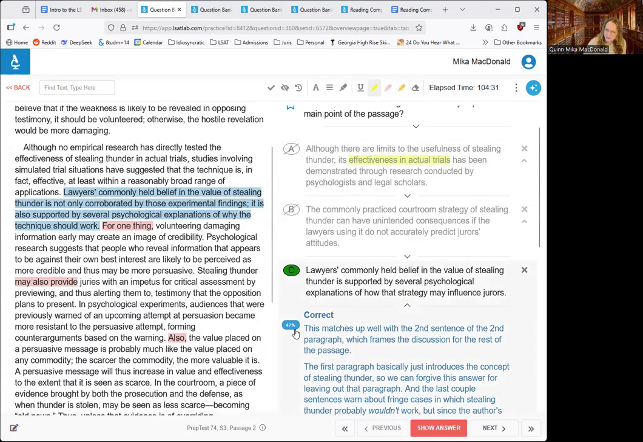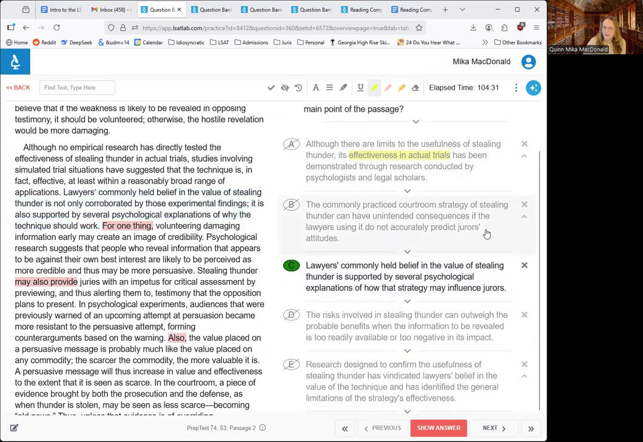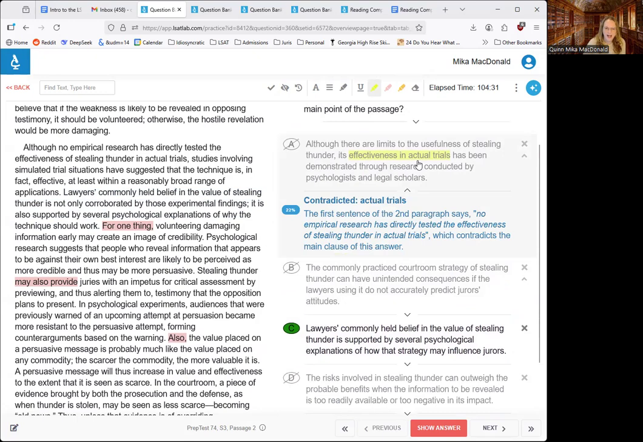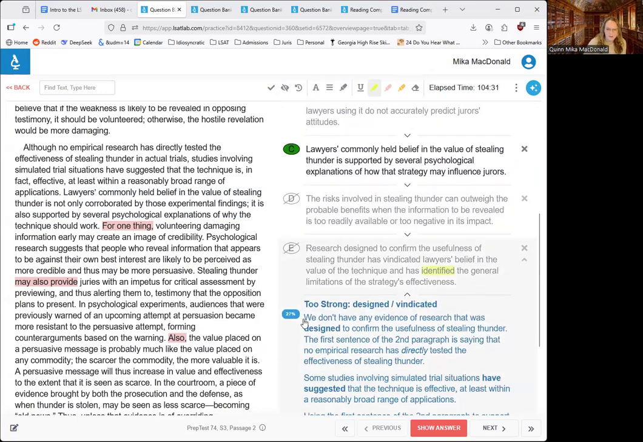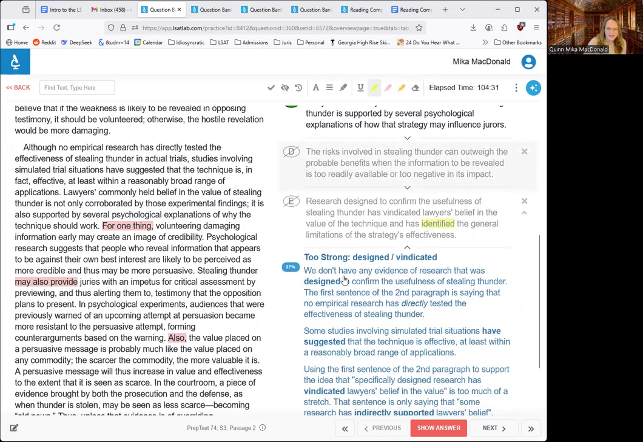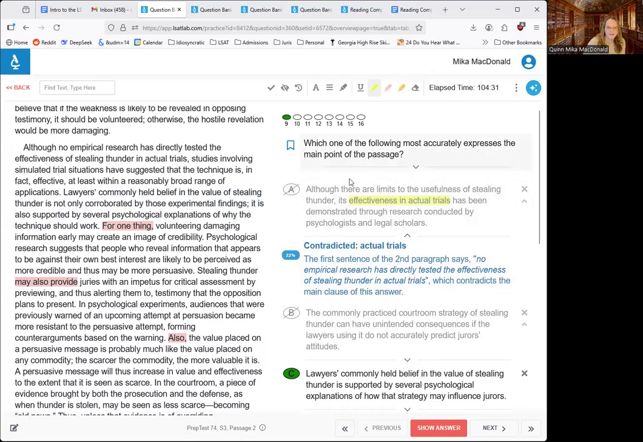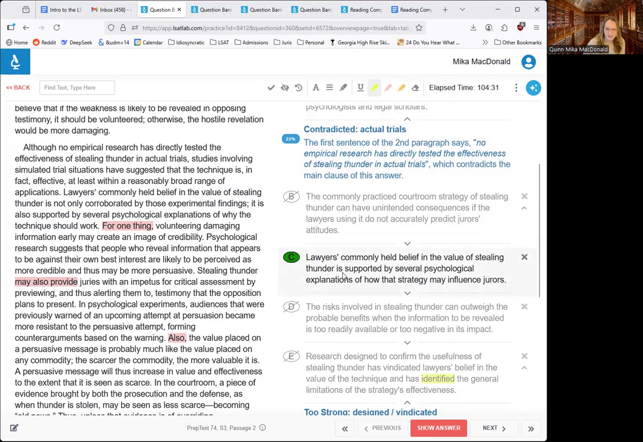So if I remember, this might be the hardest question on this passage. It's a really tough main point. But that gets across the idea of these are really well-designed traps, right? Too strong, design slash vindicated, too contradicted actual trials. Both A and E sound better than C from a broadness perspective. They cover the limitations as well as the support. But then they add one major flaw to each of these answers, and suddenly C is the best one remaining. So, good start to the reading comprehension section, I would say.